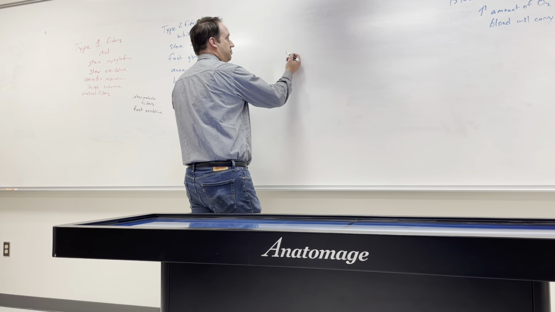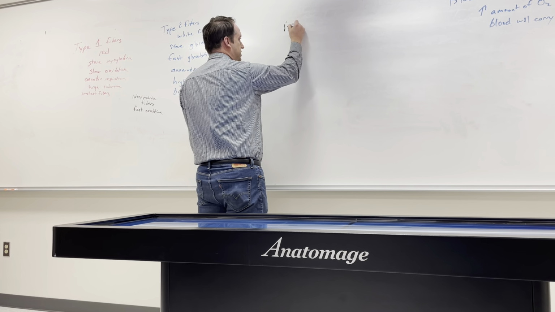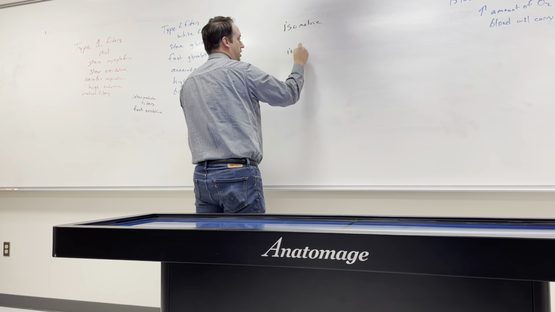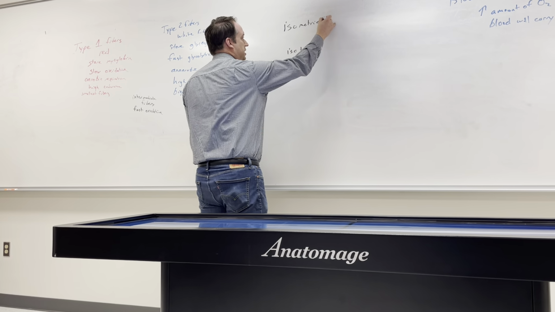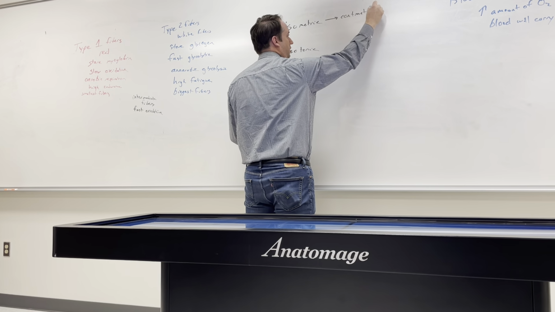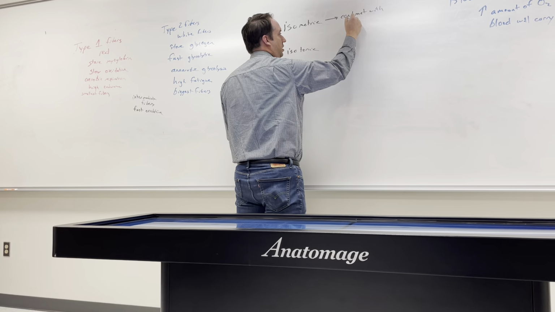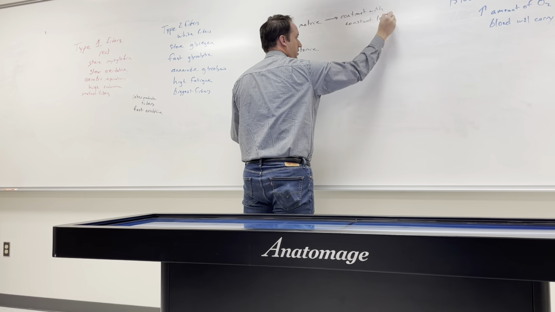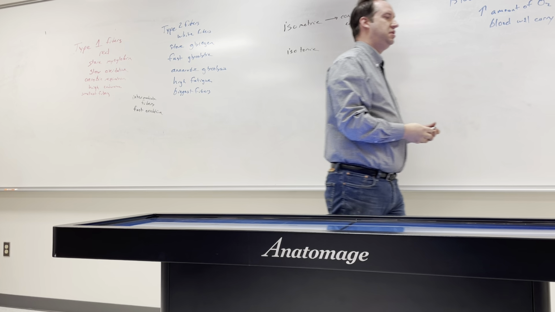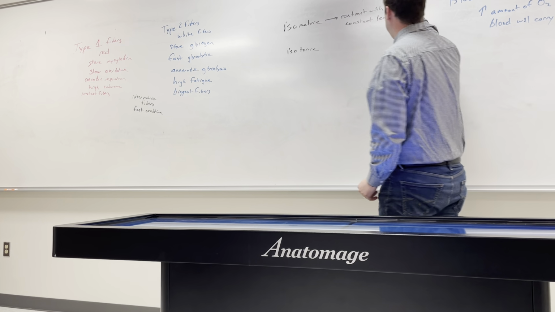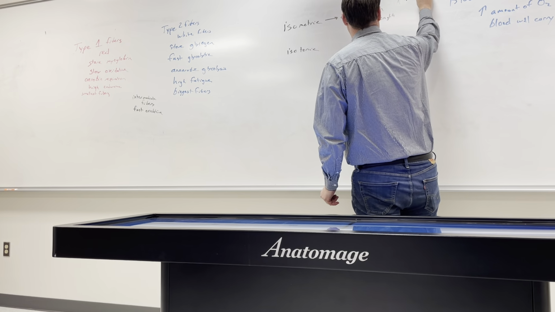We talked about different types of muscle contraction. We have isometric and isotonic contraction. Isometric is contraction with constant length. The muscle fibers aren't getting any shorter. We're just increasing tension.